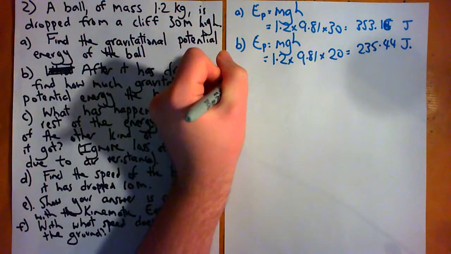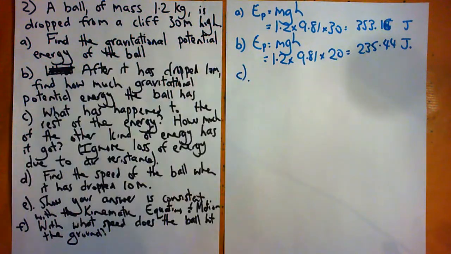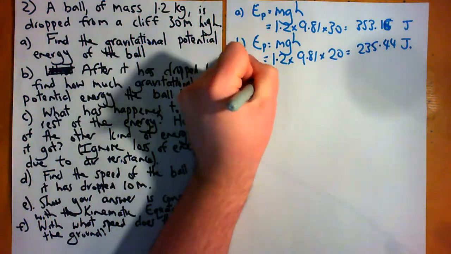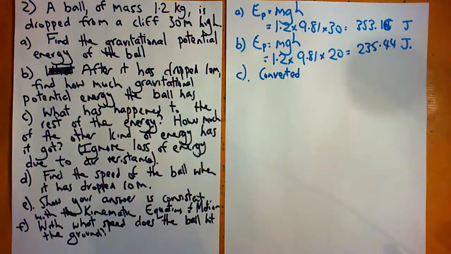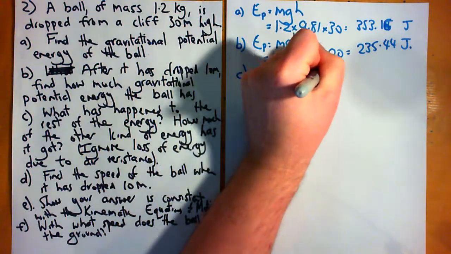Okay, question C, what has happened to the rest of the energy? So it's been converted into kinetic energy. That's what happens when an object falls. All of the gravitational potential energy gets converted to kinetic energy.